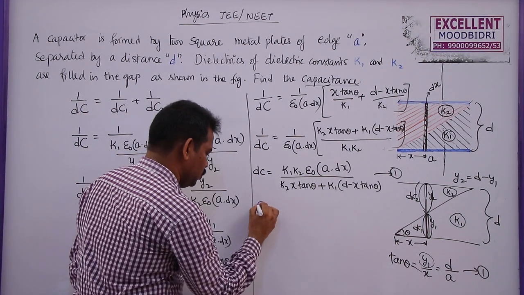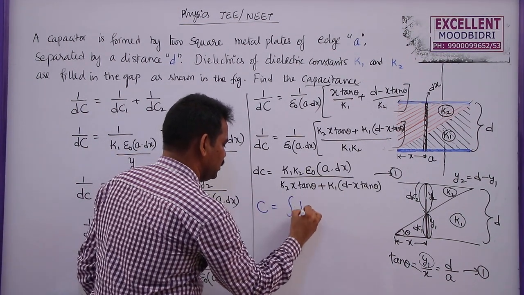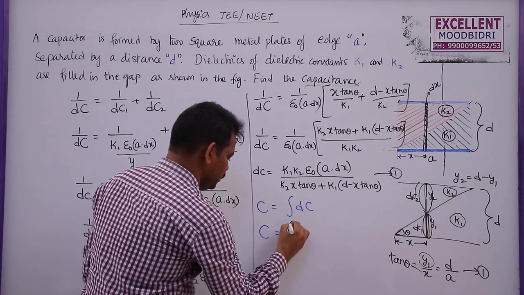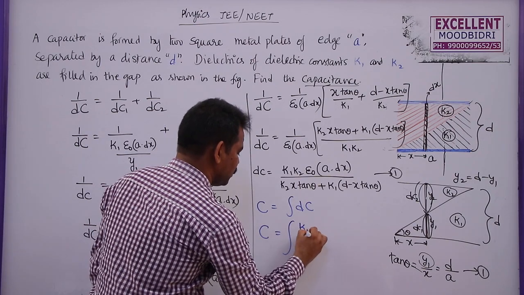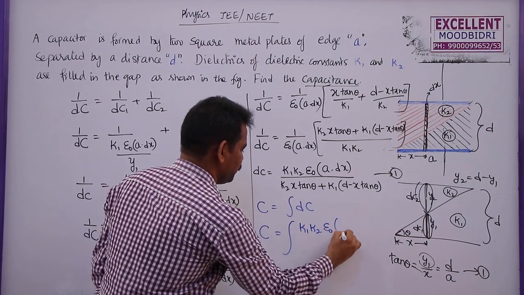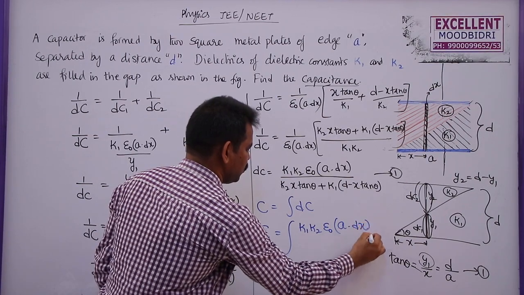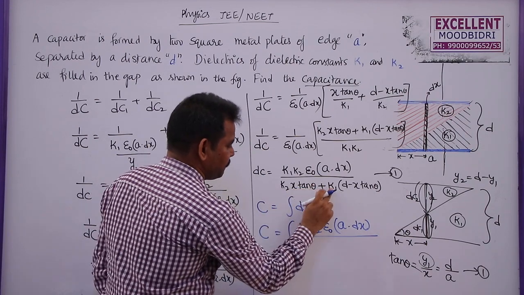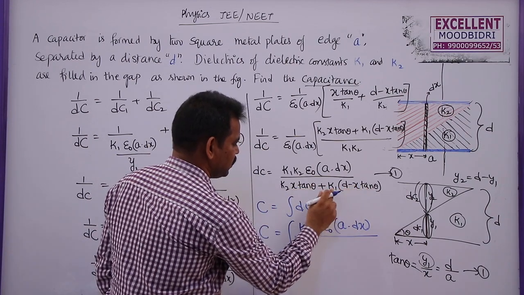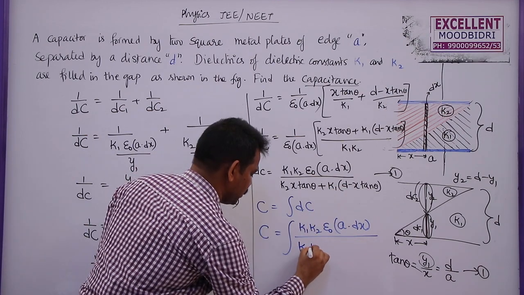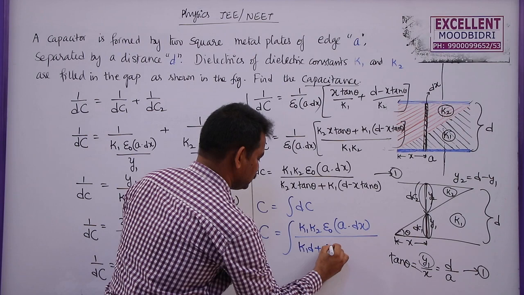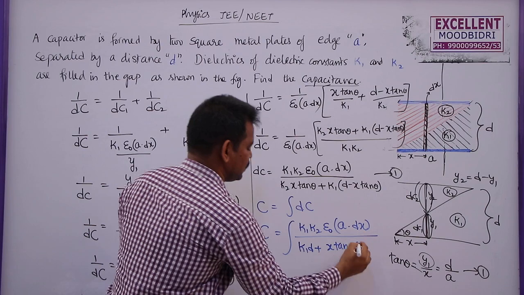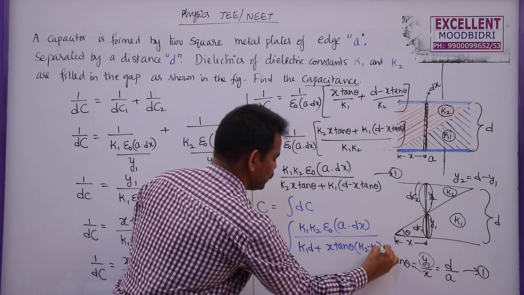Here, the total capacitance is equal to the integral of dC. So the total capacitance of this capacitor is given by the integral of k1 k2 epsilon naught a dx by, here you can see k2 x tan theta, k1 x tan theta minus and k1d. So first let me write k1d plus, if you take x tan theta common, this will become k2 minus k1.